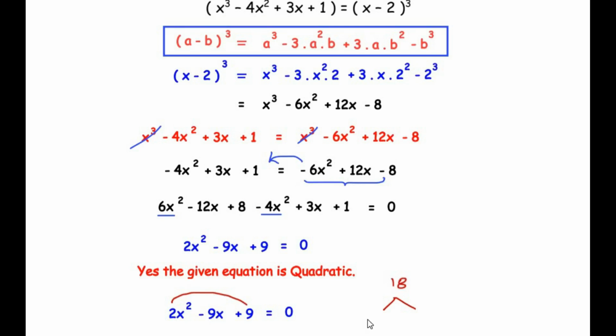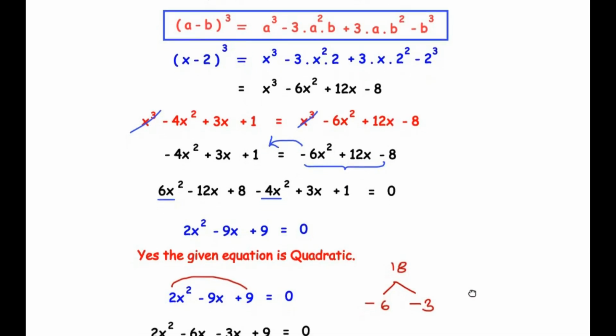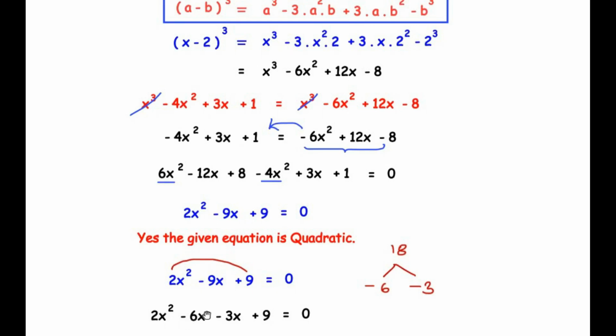So we can think about the factors here is negative 6 and negative 3. Because when you multiply negative 6 with negative 3 you get positive 18. And when you add these two you get negative 9x. So here let us split up the negative 9x. So here we get 2x square minus 6x minus 3x plus 9 equal to 0. Now we are going to group it. That is, we are going to group the first two terms and the last two terms. And let us take out the common term out of the first two. So here we can see that 2x is a common factor from these two.